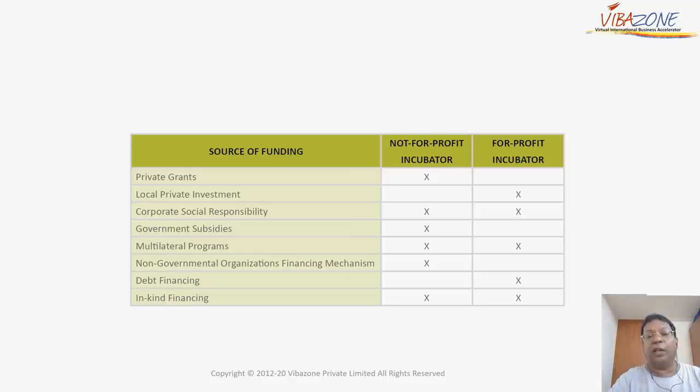Now, let's take a look at the comparison. There are two types of incubators, obviously. One is a for-profit incubator, and the other is a non-profit incubator. Obviously, if you're a non-profit, it's probably easier to get money from private grants. If you're for profit, you need to look for private investment. Corporate responsibility will work for both. Government subsidies are generally given to non-profits, and you can run multilateral programs to generate income, both sides. And non-government organization funding mechanisms are there for non-profit. For profit, it would be harder.